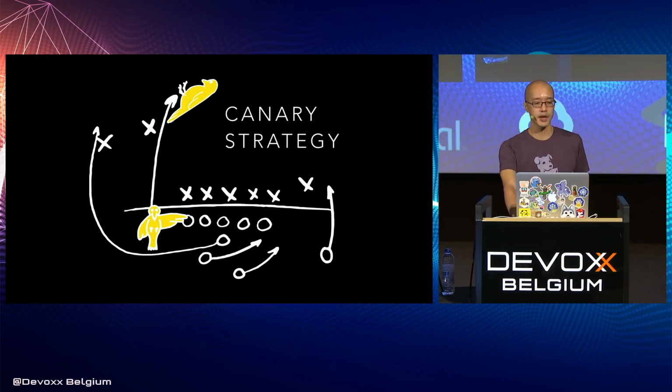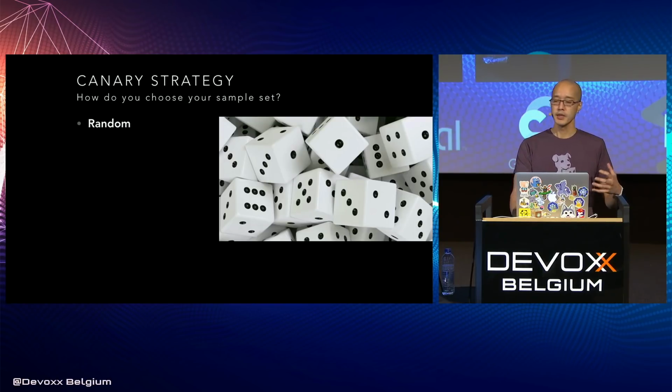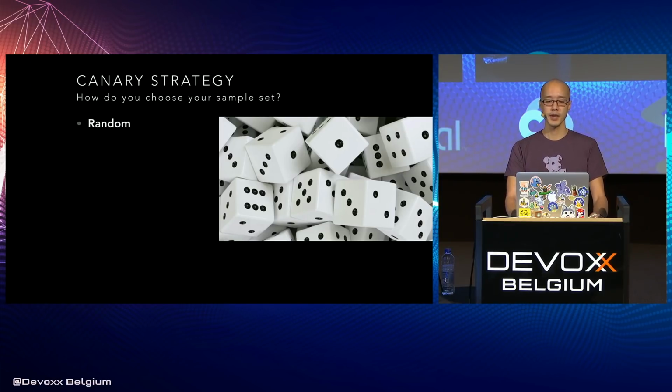So all that said, let's talk a little bit about your Canary strategy. How should you think about Canary deployments? The first way that most people think about it is random. I'm going to send 1% or 5% of my traffic to my new feature and see how that goes. And this is generally okay for certain things, like back-end APIs, things that aren't really specific to a user.